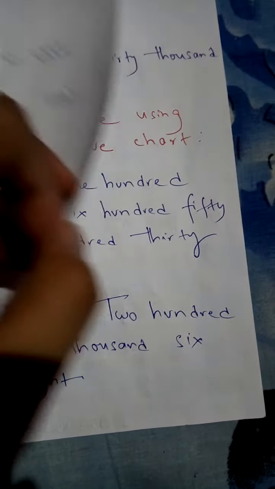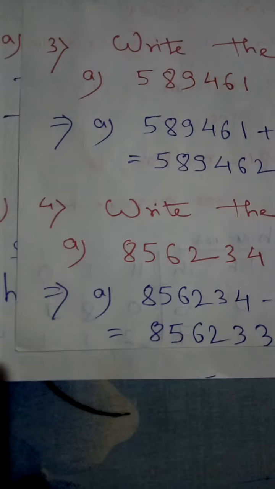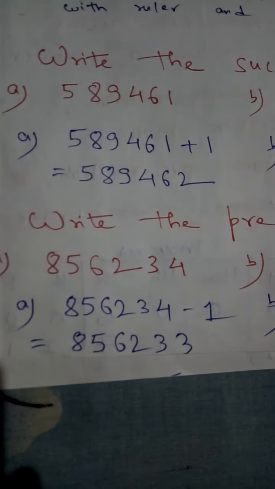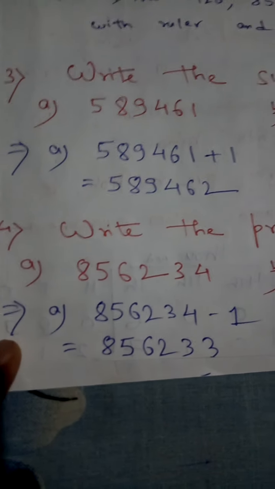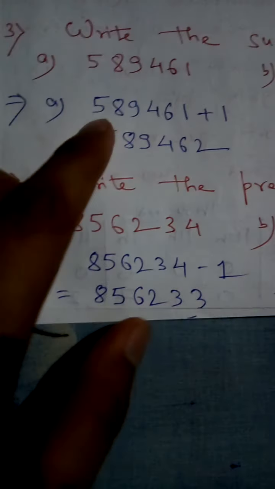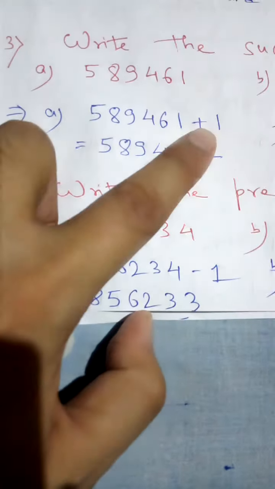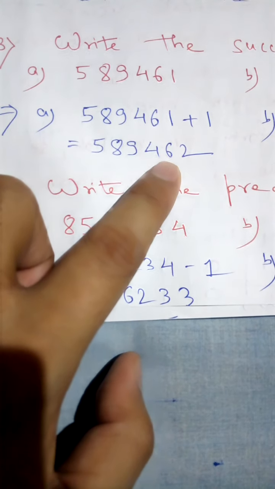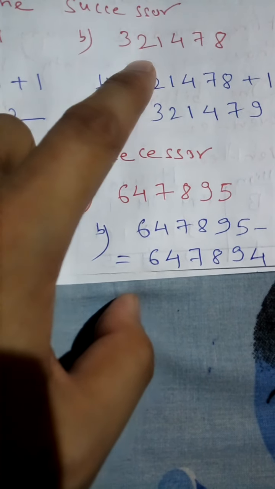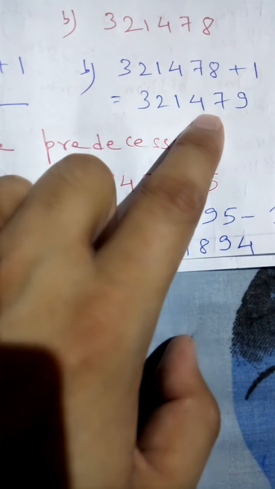The next question is very easy. The next two questions: write the successor. As I told you, what is the meaning of successor? Successor means just add 1. The first question is 589461. What will be the successor? Just add 1. Your answer is 589462. And this one, 321478 plus 1. Your answer is 321479.